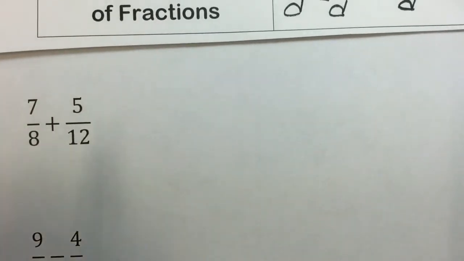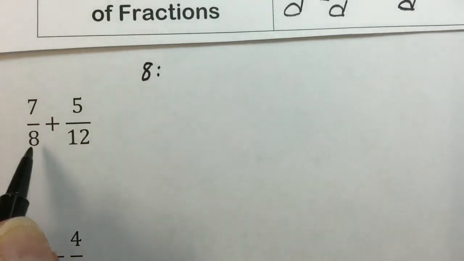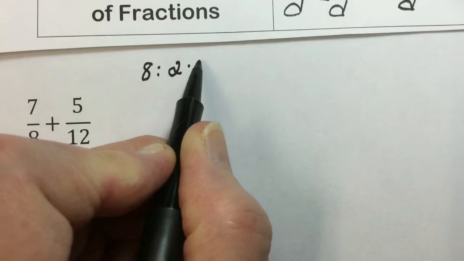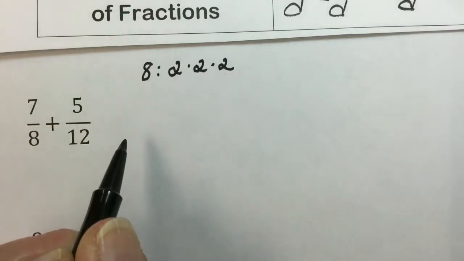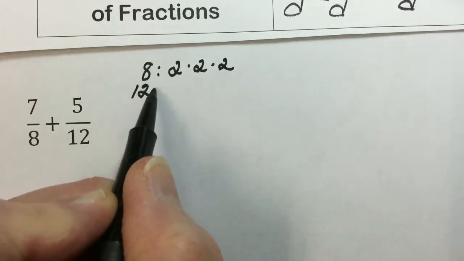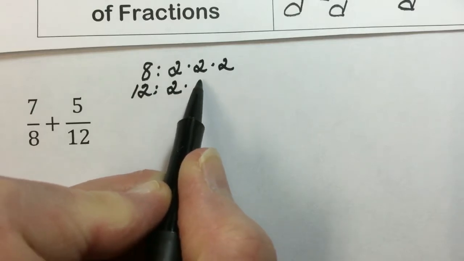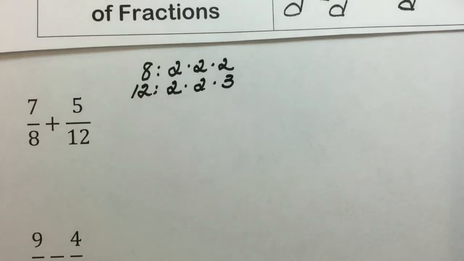We're going to take 8 and find the prime factorization. 2 times 4 is 8, and 4 breaks down into 2 times 2. 12's prime factorization is 2 times 6, and 6 is 2 times 3. So there's the prime factorization of those denominators.